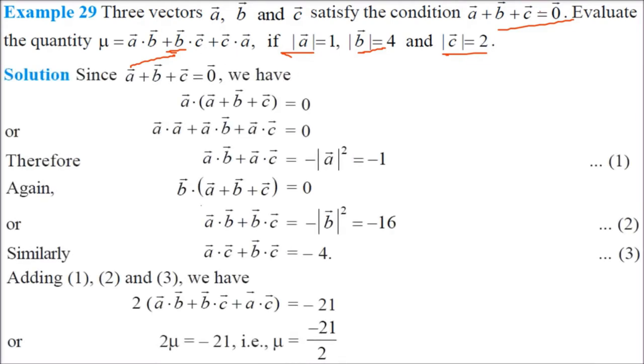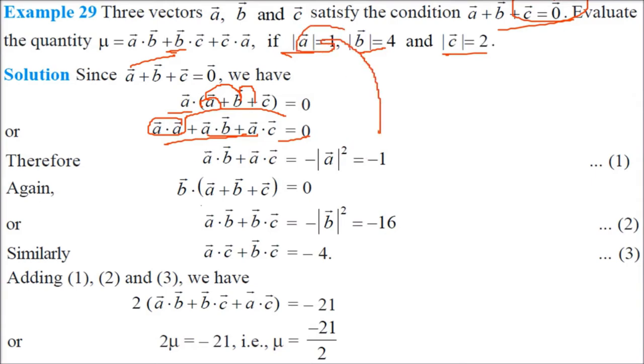Okay. So since A plus B plus C equals 0 is given, we take the dot product of this with A. So what do we get? Just take the dot product, that is A dot A plus A dot B plus A dot C. And since we have A dot B and A dot C, you can just take A dot A on the right hand side, because we know A dot A is A square, the value of which is given.